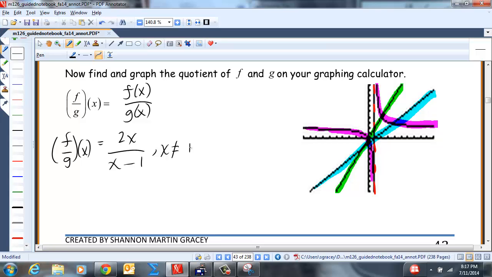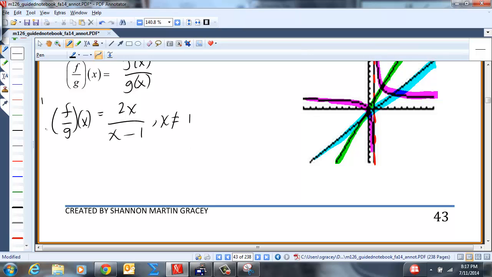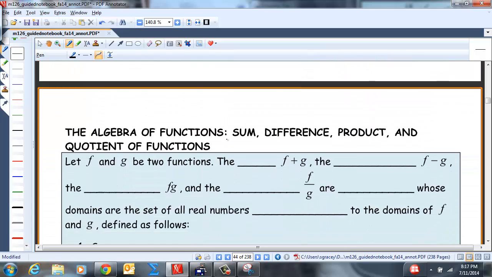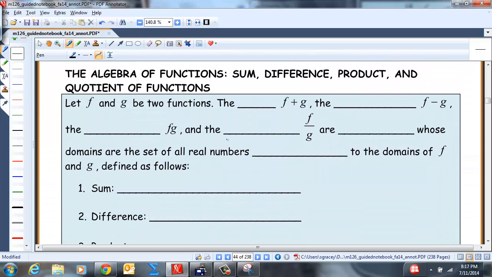All right? And that's the result from the quotient. So here we go. Here is everything in one spot.